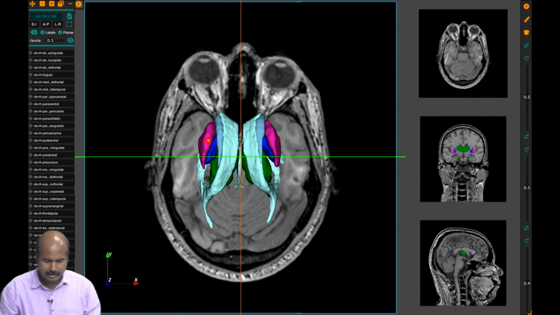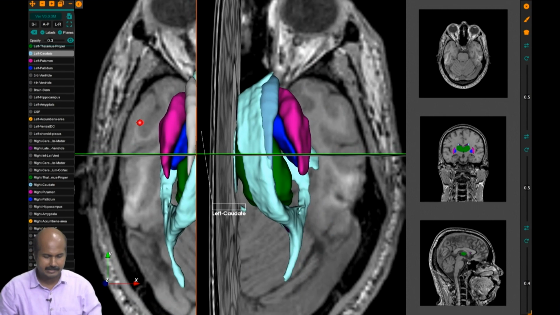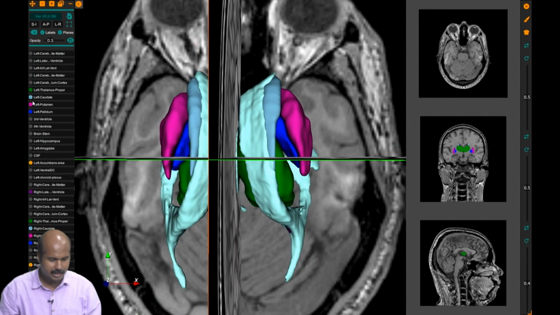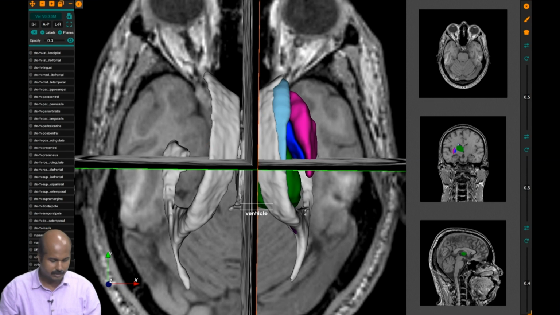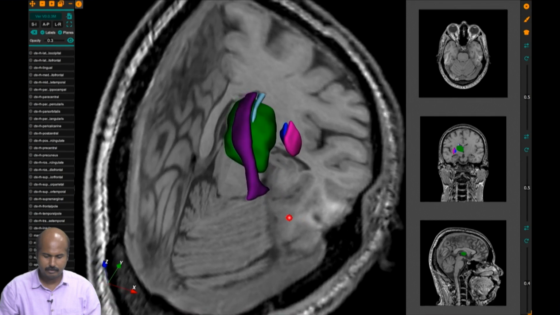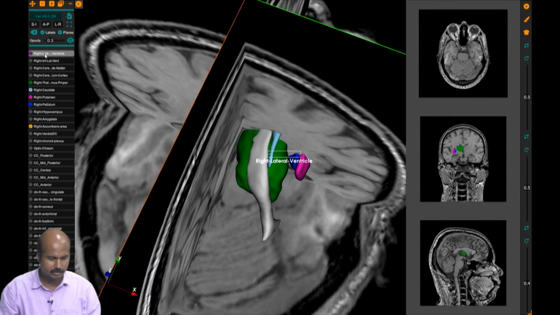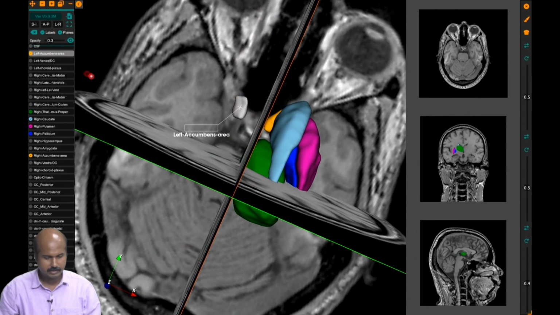Next, for clarity, I want only the right side structures. I don't want the left side structures. So I'll uncheck all the left sided structures here. Okay, for clarity. And for more clarity, I don't want the ventricle also. So I'm unchecking the ventricle also. There is one more ventricle that is labeled here. I'll remove that also. This is the nucleus accumbens on the left side, that also I'll remove. Okay, that much structures I have removed.